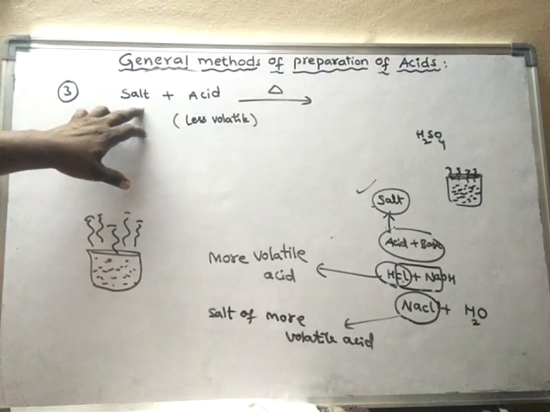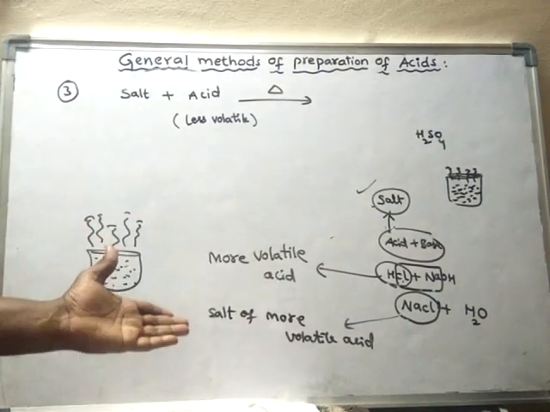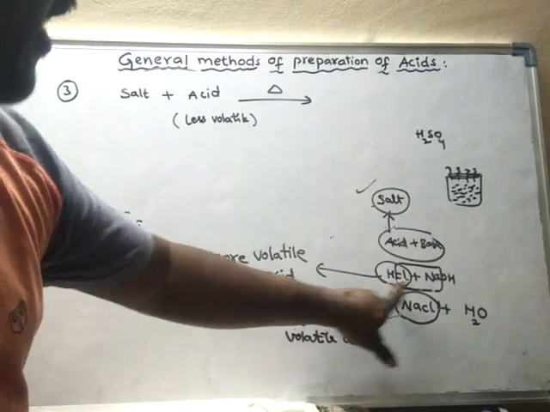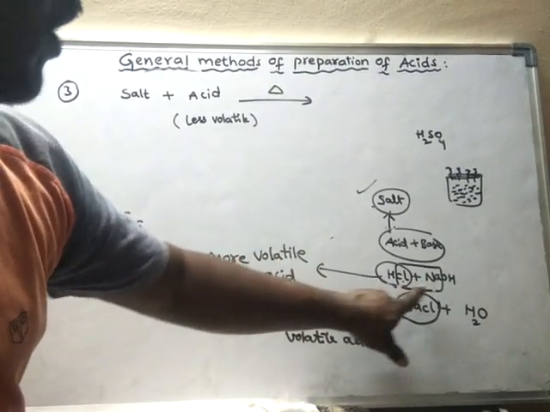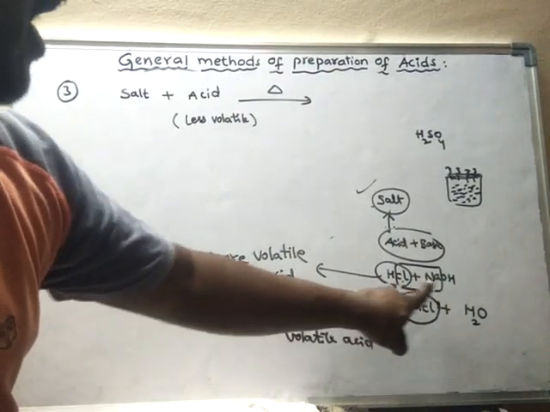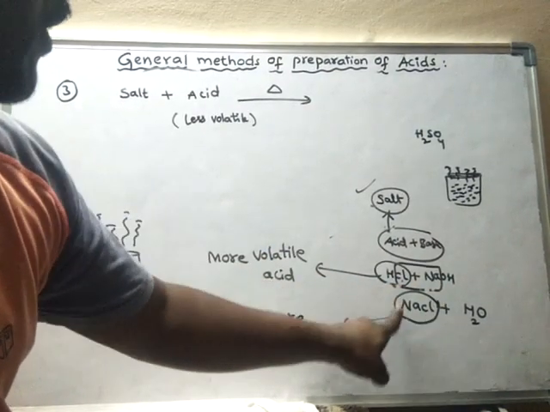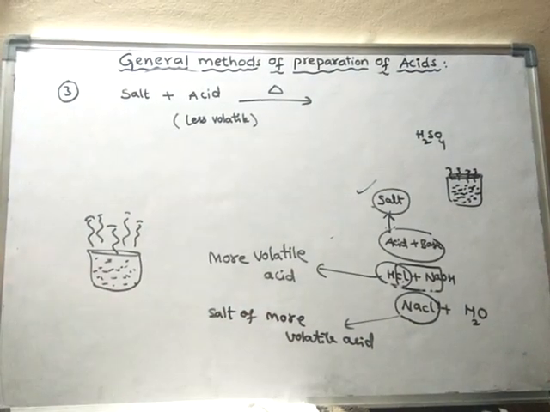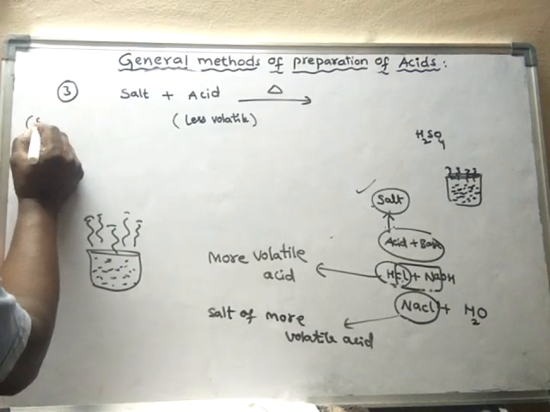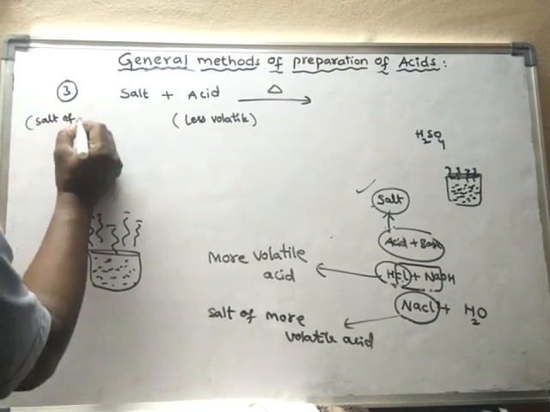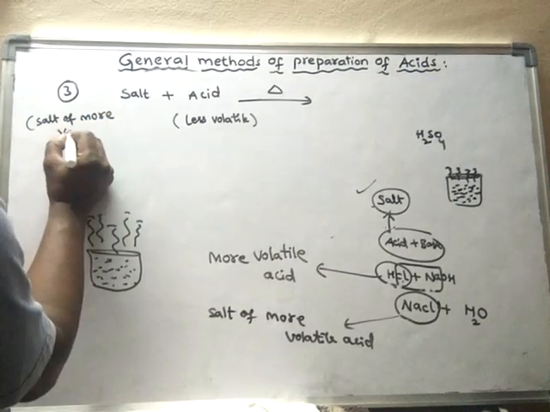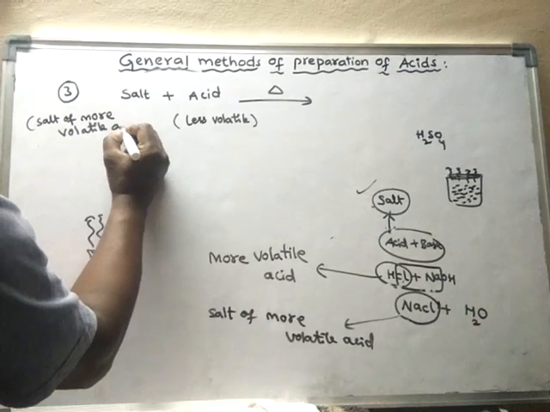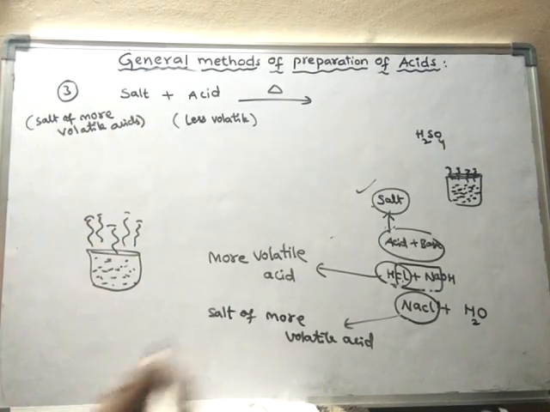And the other substance should be a salt. What type of salt? The salt which is obtained from a more volatile acid and any base. So if a salt is formed due to the reaction between a more volatile acid and any base, then such a salt is said to be a salt of a more volatile acid. What salt do we have to take? Salt of more volatile acids.